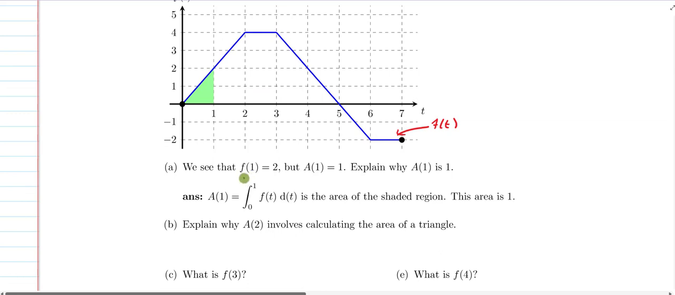So let's just point out that if I were to ask you what is f of 1, there's the value for f of 1 right here. There's the ordered pair 1, 2. So f of 1 is equal to 2. But that's not what I'm asking you to compute here. I'm asking you to compute a sub 1. And it turns out that a sub 1 is 1.